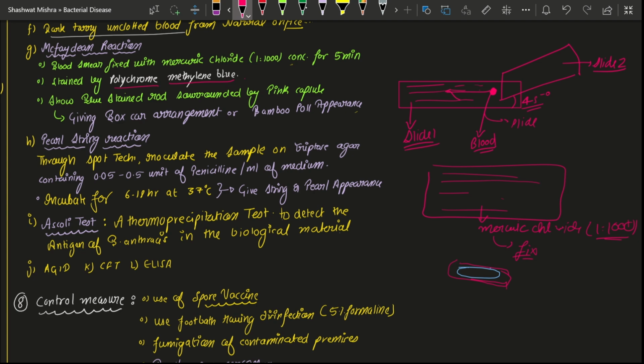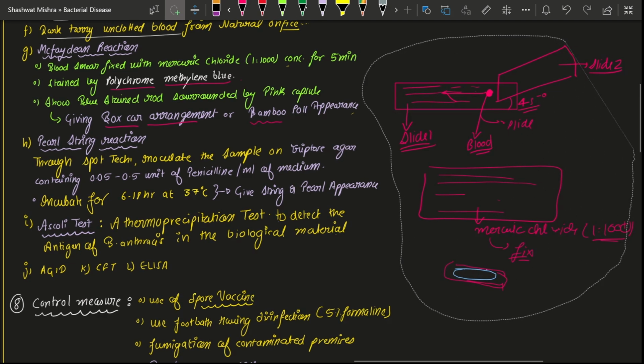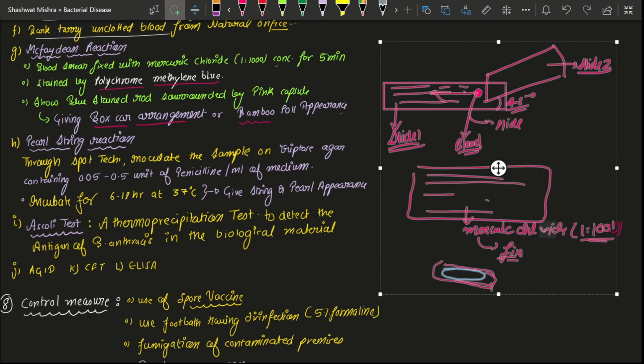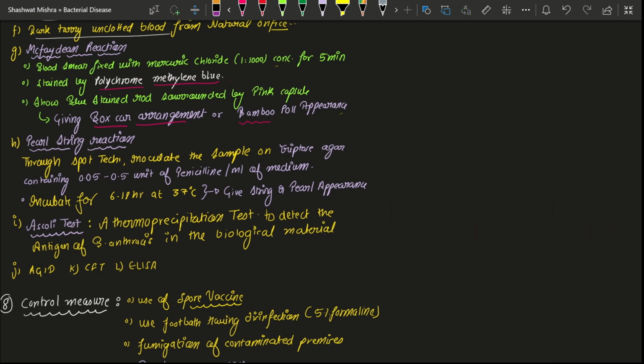Okay, and what is the arrangement? It's like the boxcar arrangement, or a bamboo pole like appearance would be shown after staining that particular bacteria. Now we are going to talk about the pearl string reaction. It is also an important thing to discuss. The pearl string reaction is also important, right?